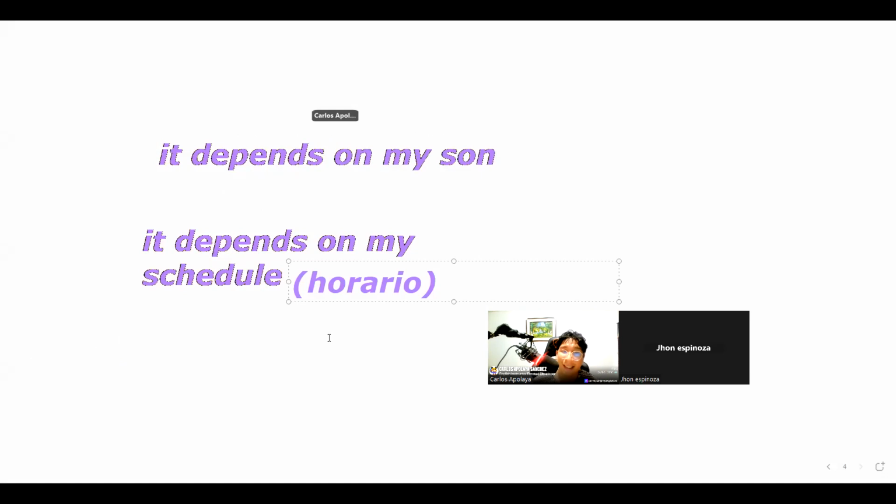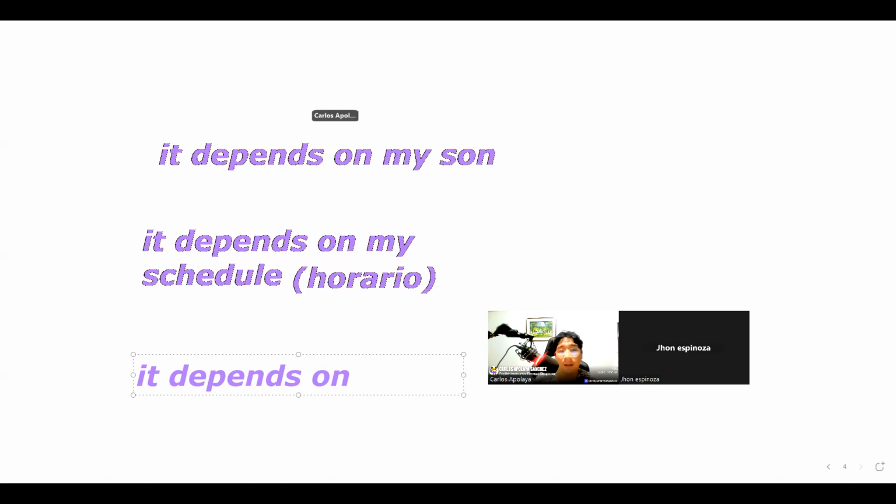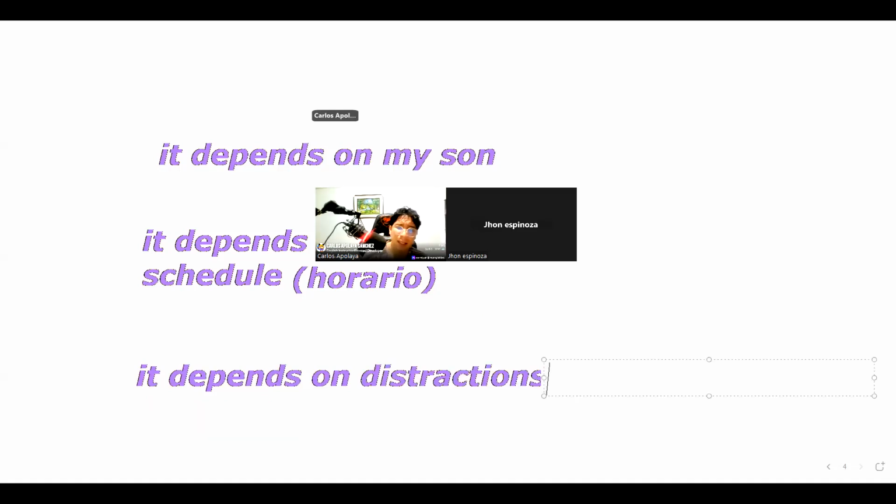So it depends on what? Y pues si no me distraigo mucho con el celular. It depends on my distractions. Depende de las distracciones, right? Siempre utilizarás el on. It depends on distractions. It depends on the distractions I have. Depende de las distracciones que tenga.